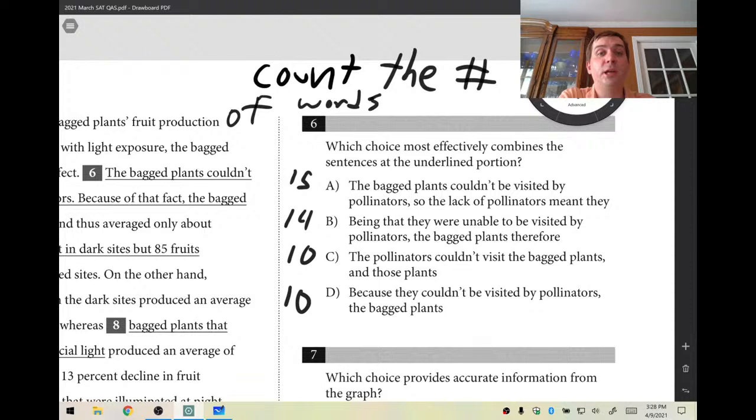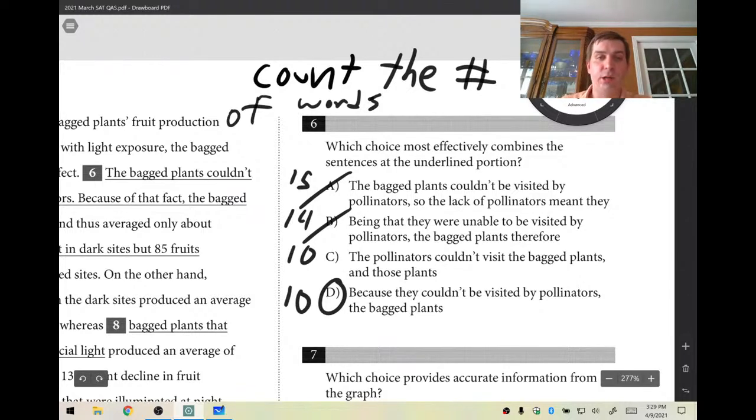I am going to eliminate the wordy answer choices. The concise answer choice on the SAT is most often the correct answer choice. Answer choices A and B are out. They are unnecessarily long. The College Board prefers a simple way of phrasing something typically. And so we just have to figure out which one best combines the two sentences. So C says the pollinators couldn't visit the bagged plants and those plants self-fertilized, which is awkward. The correct answer is actually D.